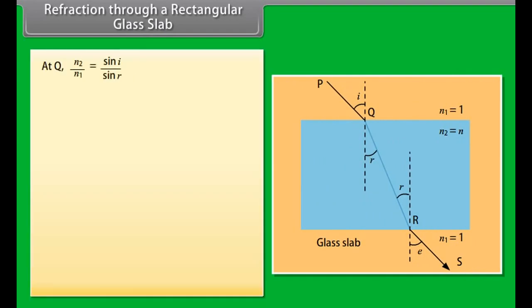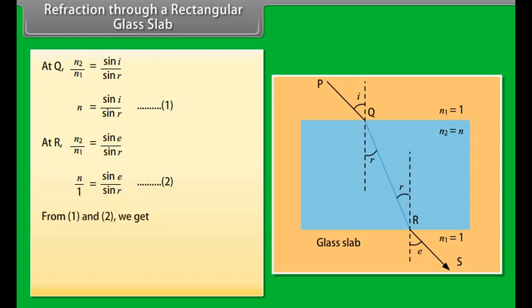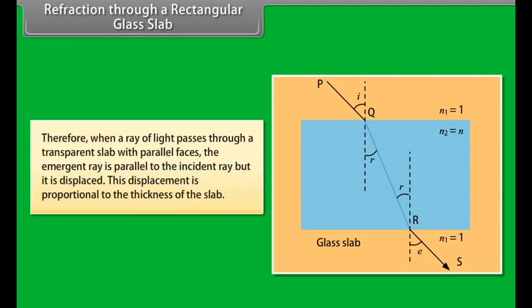By Snell's law, at point Q, n = sin i / sin r. At point R, n = sin e / sin r. From equations 1 and 2, we get sin i / sin r = sin e / sin r. This gives i = e. Therefore, when a ray of light passes through a transparent slab with parallel faces, the emergent ray is parallel to the incident ray, but it is displaced. This displacement is proportional to the thickness of the slab.